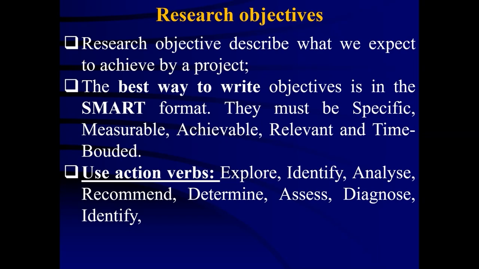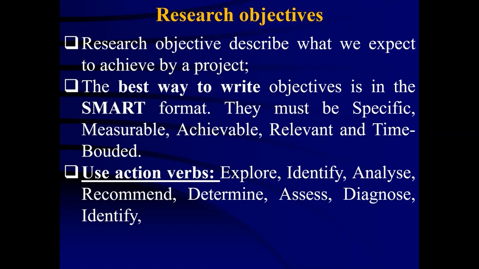In the SMART format, we encourage that they must be specific. You need to specify exactly what you need to achieve in your objectives. They must be measurable. If you say you have achieved a particular objective, how can we measure that? Do you have evidence that we can say, yes, it's achieved because we can measure this, we can see by this evidence. And then again, it should be achievable.